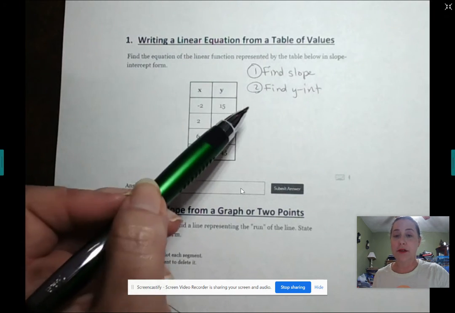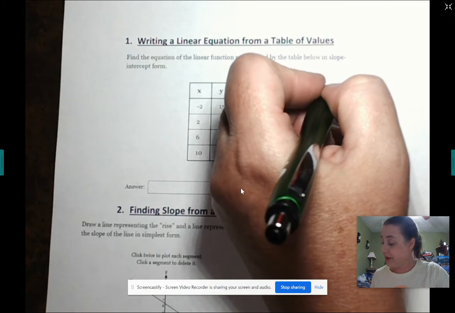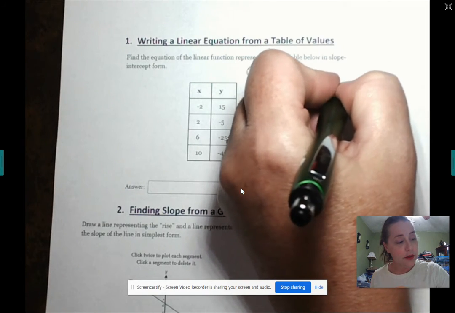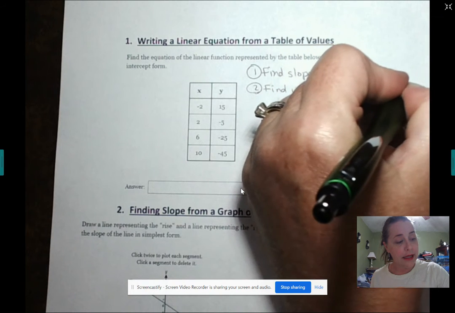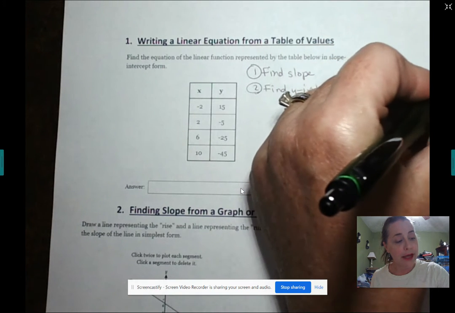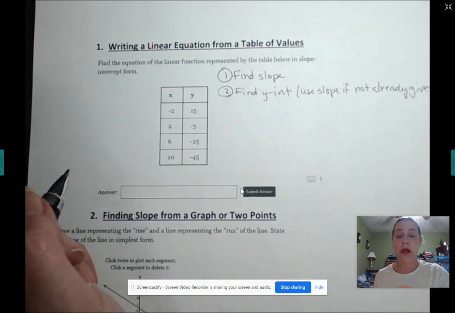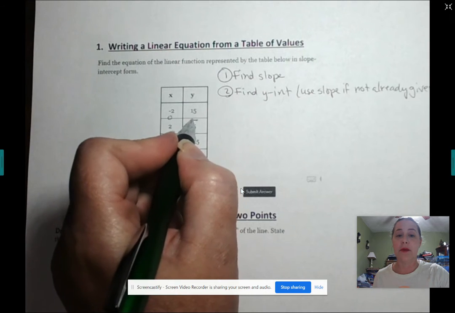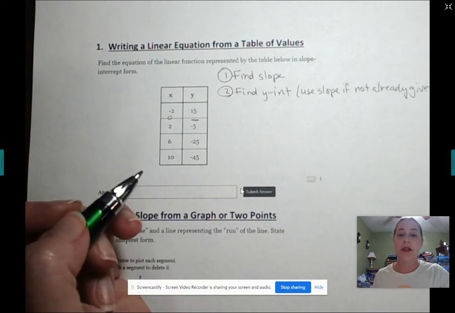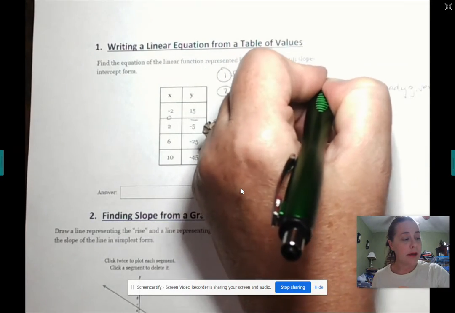So we're going to have to use the slope to help us find the y-intercept. Use slope if not already given. Remember, a y-intercept is a starting value when x equals 0. That would be right in between those 2 points, and we don't know what that value is. So let's find the slope using 2 points.